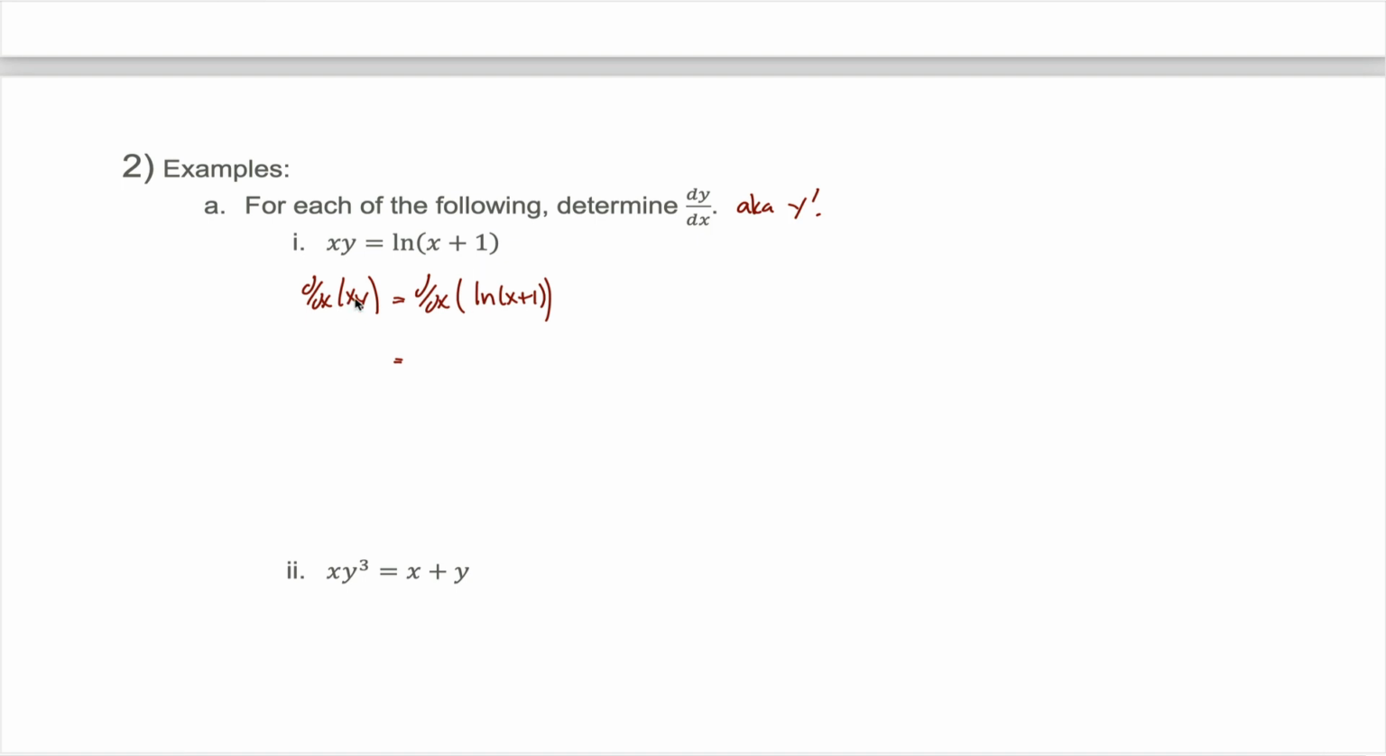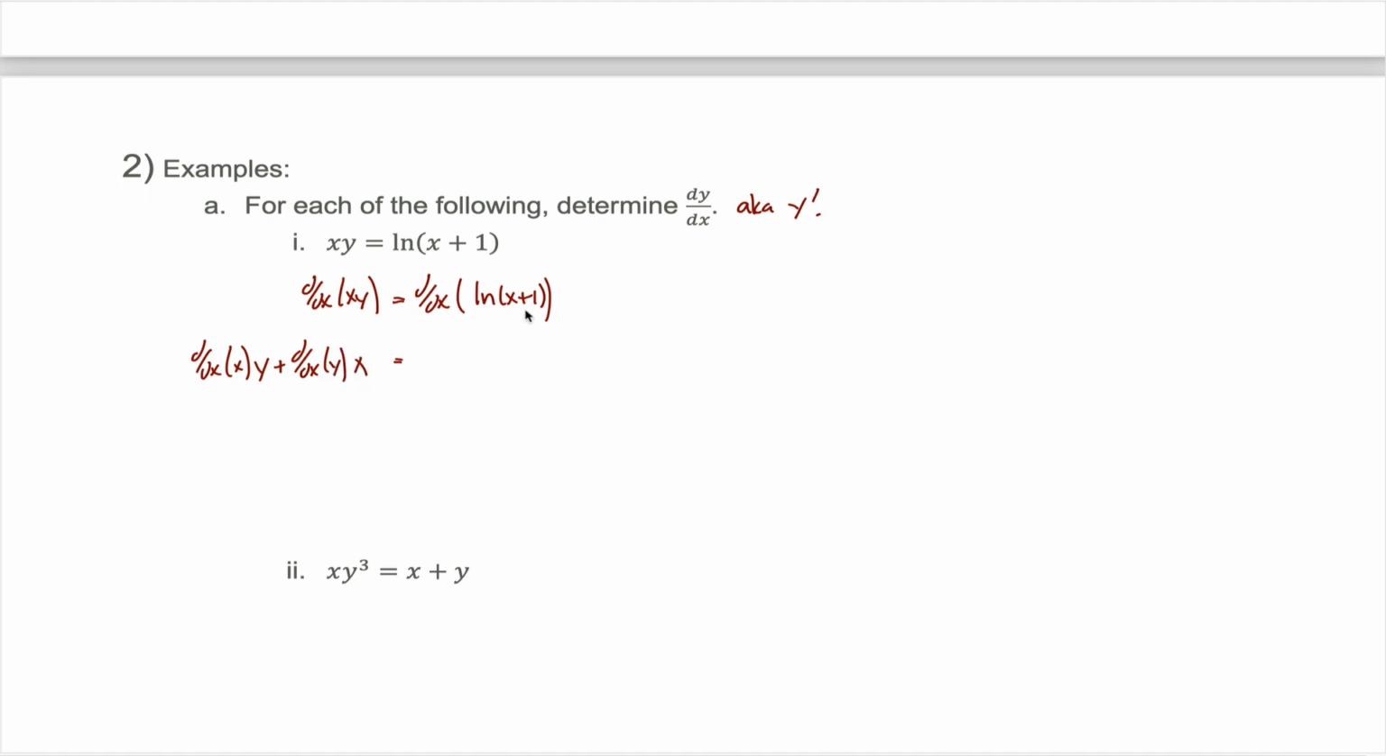Over on the left, it'd be nice if you saw the product rule in here, because I have something, x in this case, times something else, y in this case. So to take the derivative of a product, I take the derivative of the first thing, x in this case, and multiply that by the second thing, y, and then I add to that the derivative of the second thing, the derivative of the y, times the first thing, the x.